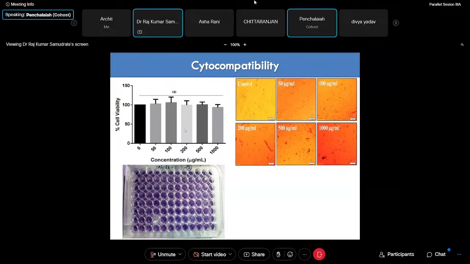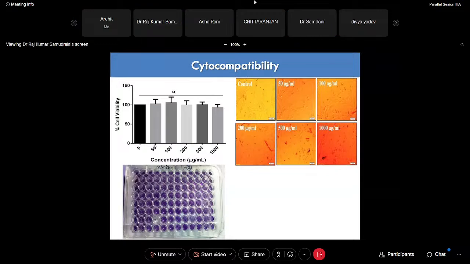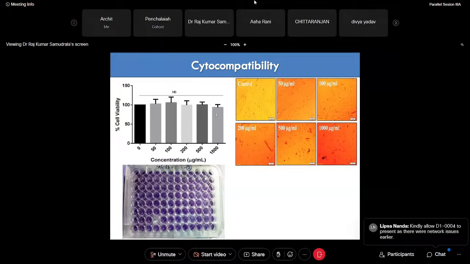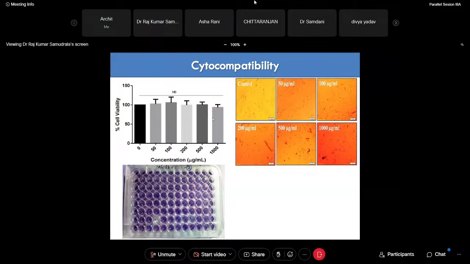These are the cell viability results from 50 micrograms per ml to 1 mg per ml. Different concentrations were treated. Even at the higher concentration, cell viability is around 90%. As per the ISO standards, if the cell viability is more than 70%, those materials are said to be cytocompatible materials. And this is also one of the evidences.